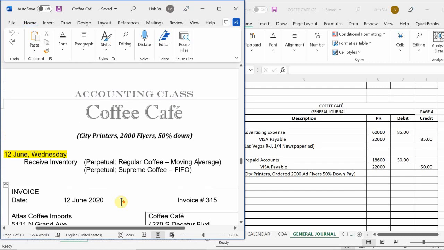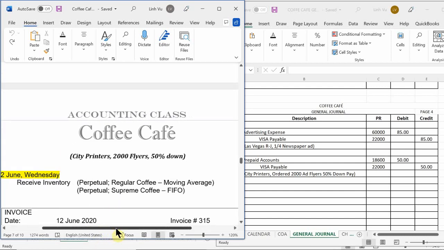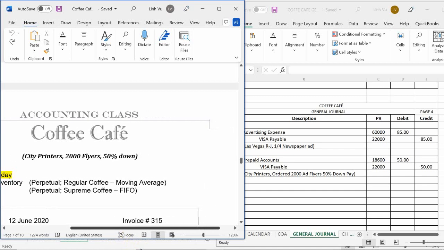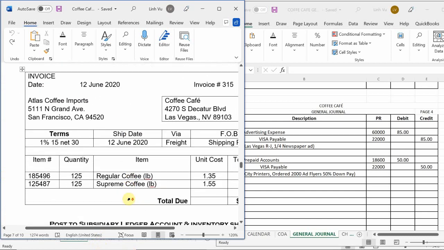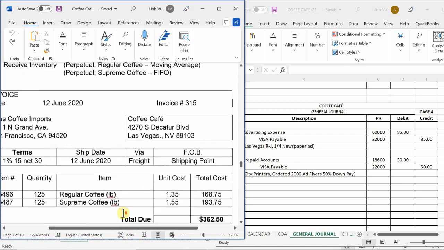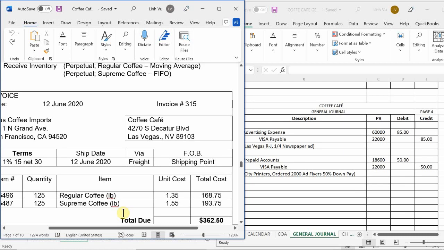We received our coffee. Okay, let's note here that these coffees are going to be perpetual regular coffee, which is moving average, and we have perpetual supreme coffee, which is going to be FIFO. Let's take a look at this right here. How are we going to journalize these coffees? We have the exact amount here for the 125 pounds of regular coffee, which cost a total of $168.75. We have 125 pounds of Supreme coffee, which costs $193.75, giving it a grand total of $362.50. So in this case, how do I journalize this?